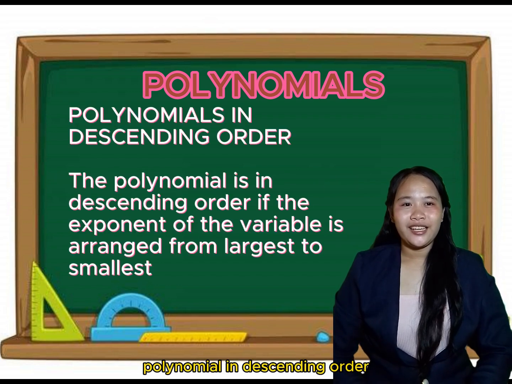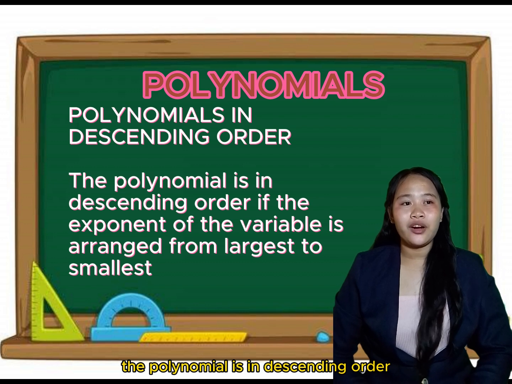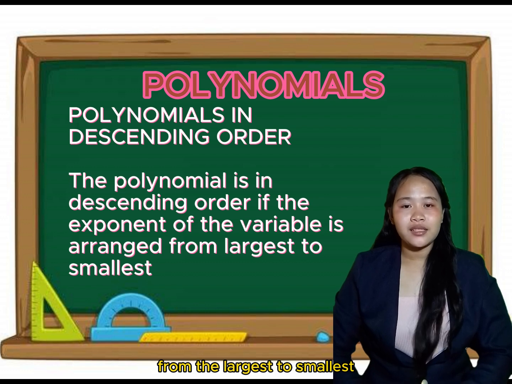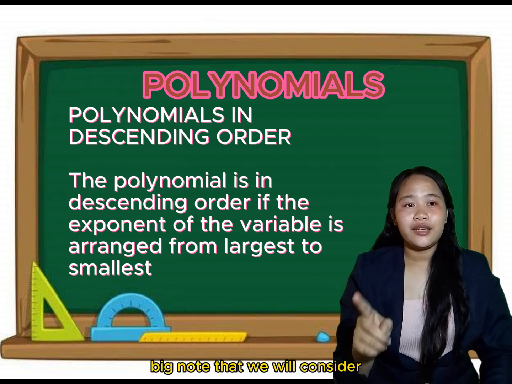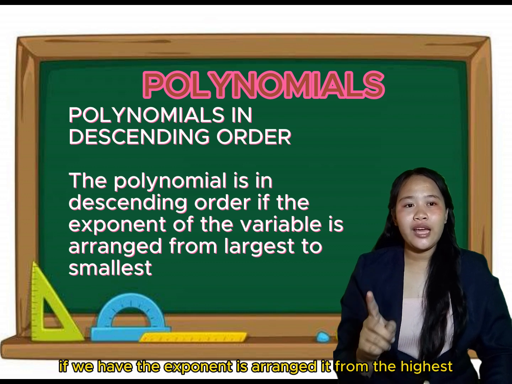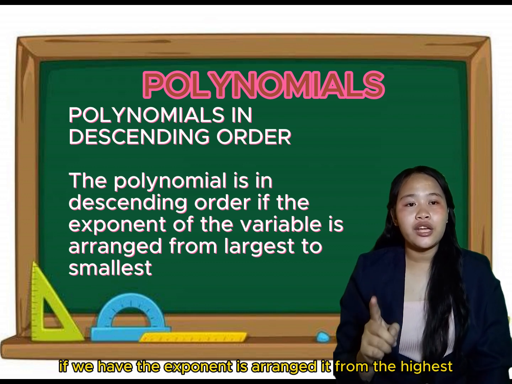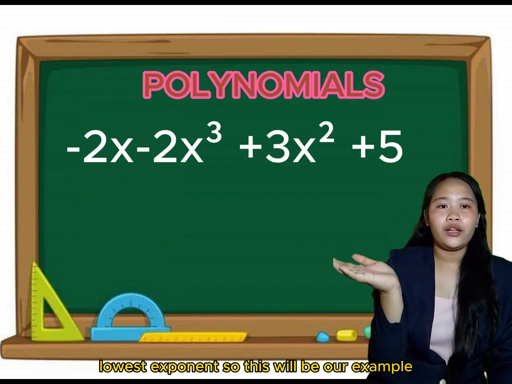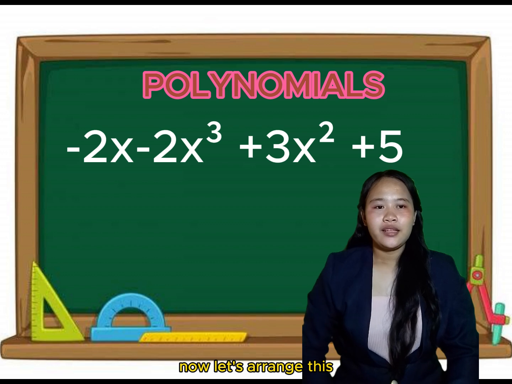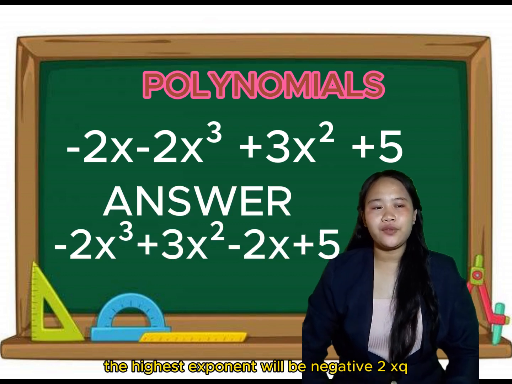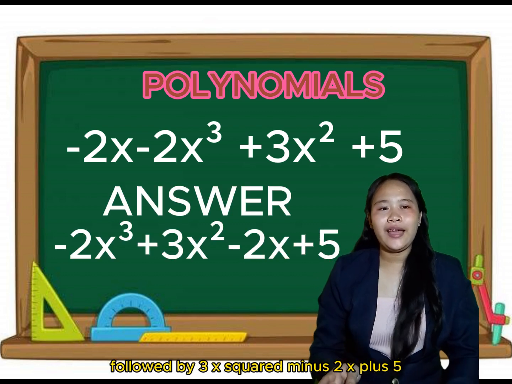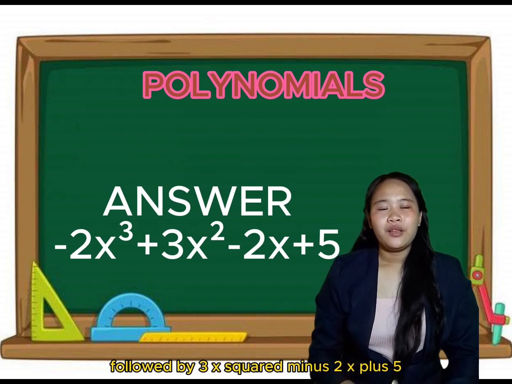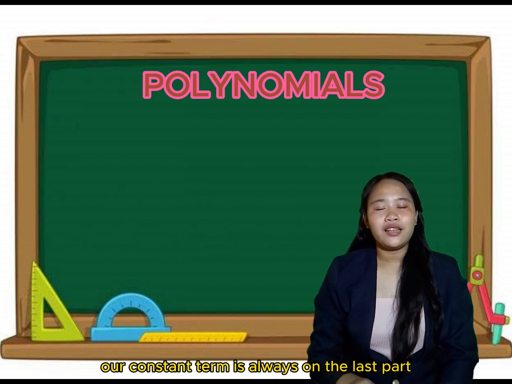Polynomial in descending order. A polynomial is in descending order if the exponents of the variable are arranged from the largest to smallest. Take note that we consider the polynomial to be in descending order if the exponents are arranged from the highest to lowest. So this will be our example. Now let's arrange this. The highest exponent will be negative 2x cubed, followed by 3x squared minus 2x plus 5. Our constant term is always on the last part.